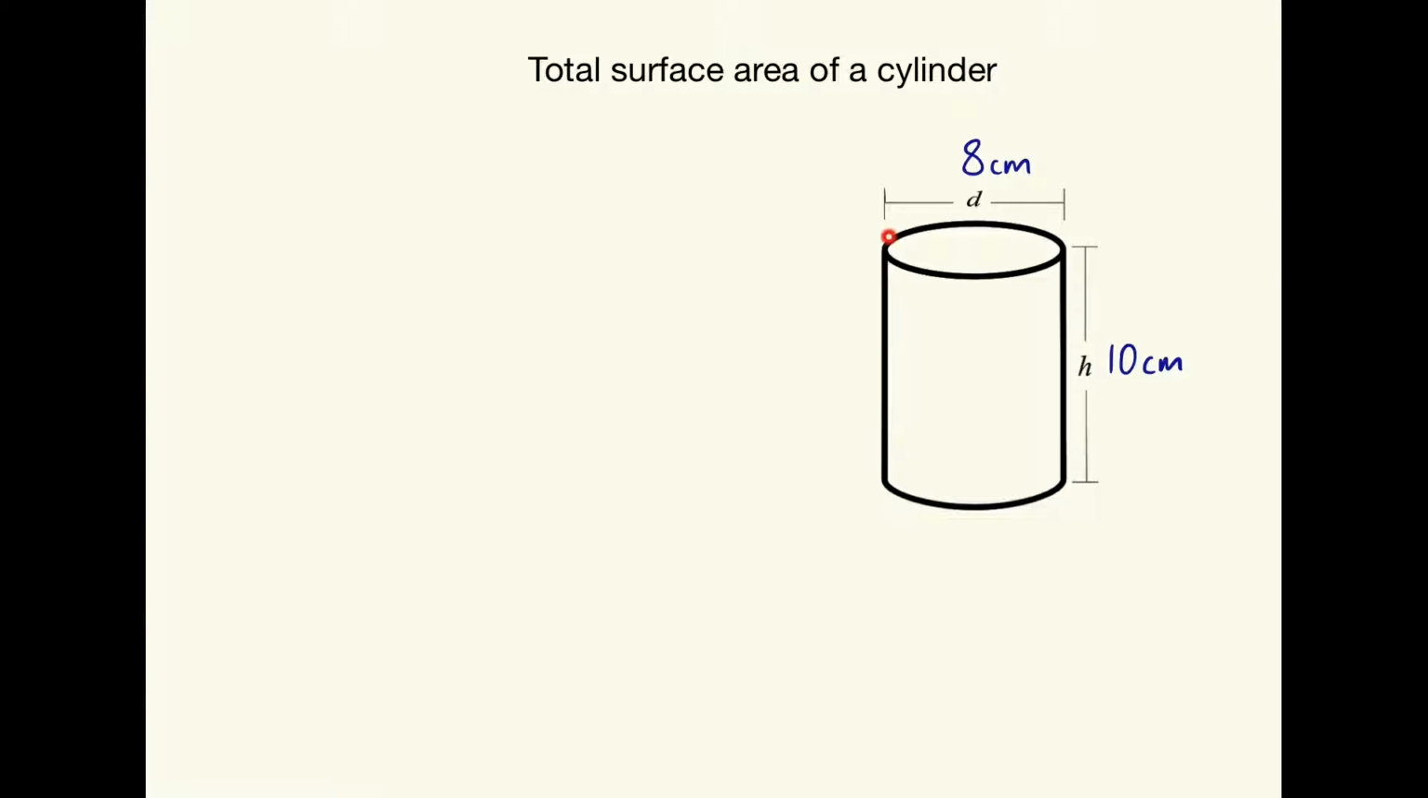We have one circle on the top. We have another circle that will be on the bottom. And then in between, if you can imagine this cylinder kind of unraveling, it would make a rectangle. Let's go ahead and show these two shapes.